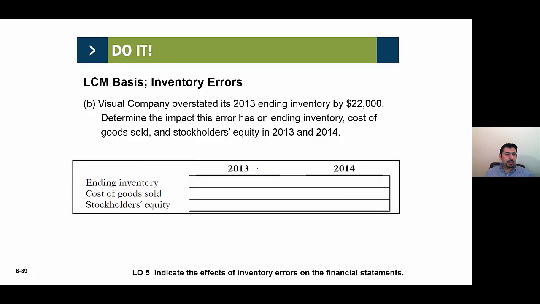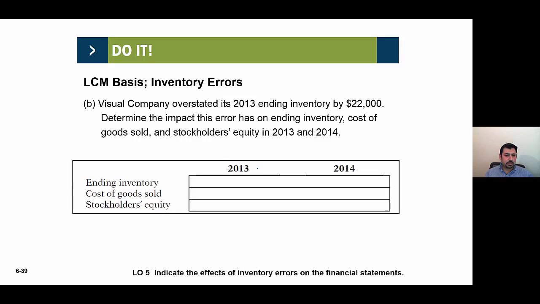So here we look at inventory errors. Visual Company overstated its 2013 ending inventory by 22,000. We need to determine the impact that this has on the ending inventory, cost of goods sold, and stockholders' equity in both years, 2013 and the subsequent accounting period, which is 2014. Okay, so we said that the ending inventory in 2013 was overstated by 22,000.